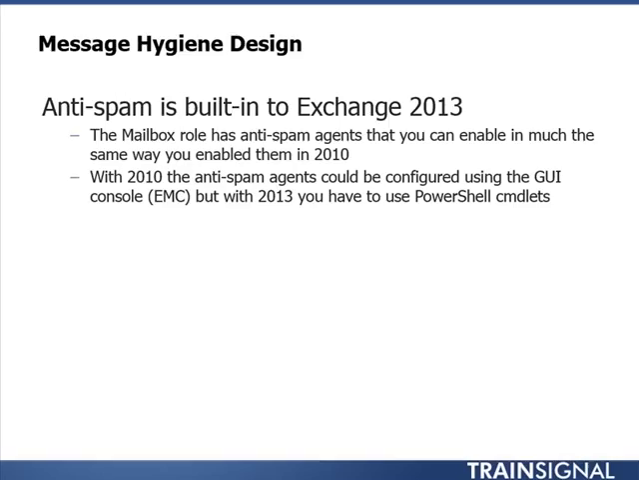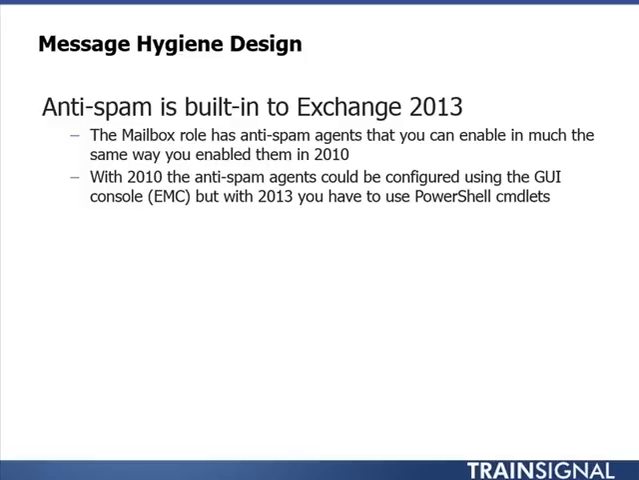Now, we mentioned anti-spam, and that's something that's built into the Exchange 2007 and 2010 Edge Transport server. But it's good to note that anti-spam is built right into Exchange 2013, and it's part of the message hygiene features of Exchange 2013. So when it comes to thinking about this and putting this as part of your design, it's good to note that the mailbox server role has anti-spam agents. They're not enabled by default, but you can enable them in much the same way you enabled them in Exchange 2010 on your Hub Transport server roles. So you would run a PowerShell script to install the agents and get them working.